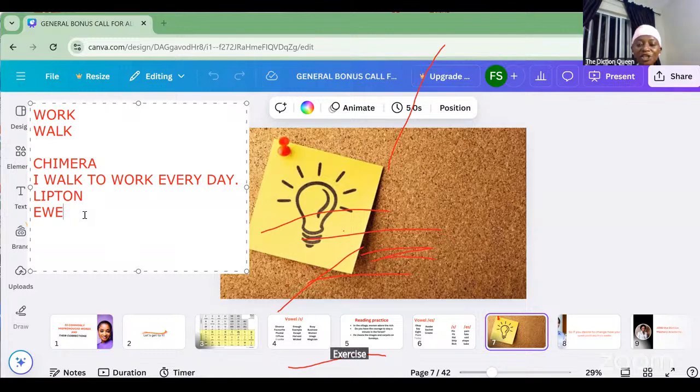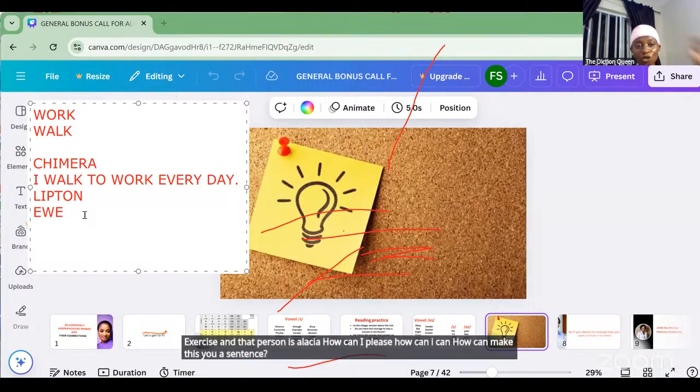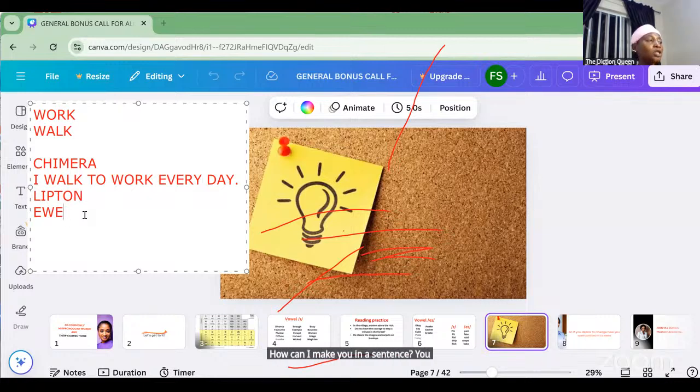Another person is Alicia. How can I make "ewe" a sentence? Okay, how can I make "ewe" in a sentence? A ewe is a female sheep. So I can say that the ewe is on the field. The ewe is on the field.